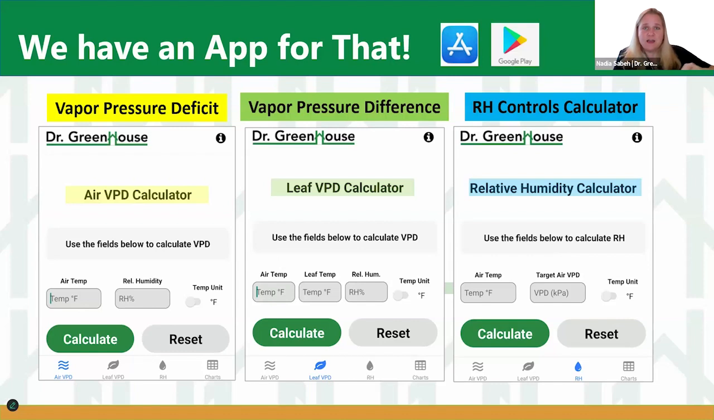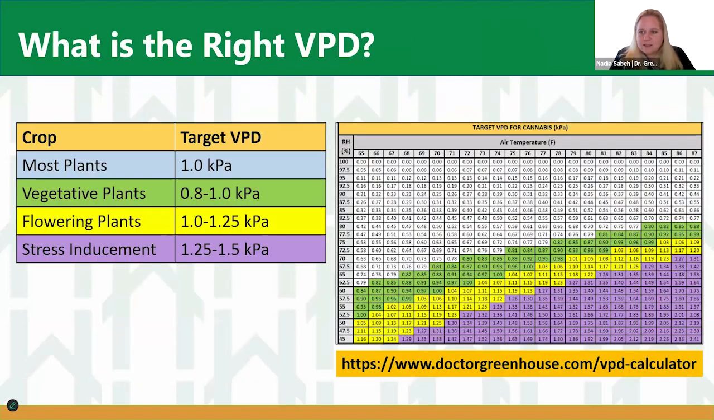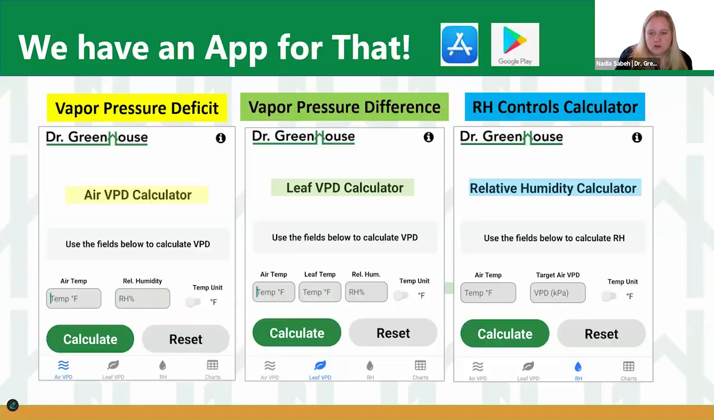So now you can say, oh, let's say I'm at 80 degrees over here on the chart and I want 1 kilopascal, then that's equal to 70% relative humidity. So rather than looking at this chart, you would plug in 1 kilopascal, 80 degrees, and it would calculate 70%. And you can plug that right into your controller. And that's what you would be controlling your relative humidity and VPD based off of.